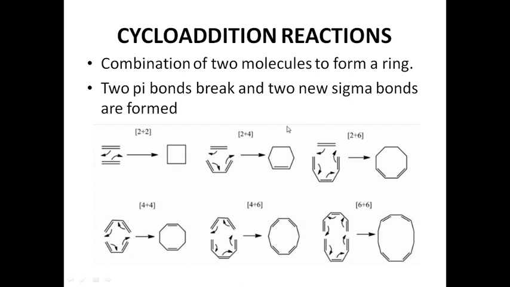In any of these reactions, you will see that two pi bonds break and two new sigma bonds are formed. And the product is always a cyclic ring. Okay, so we have, see here, 1, 2, 3, 4 double bonds which get reduced to only 2 later on, because 2 have been consumed in formation of 2 sigma bonds.